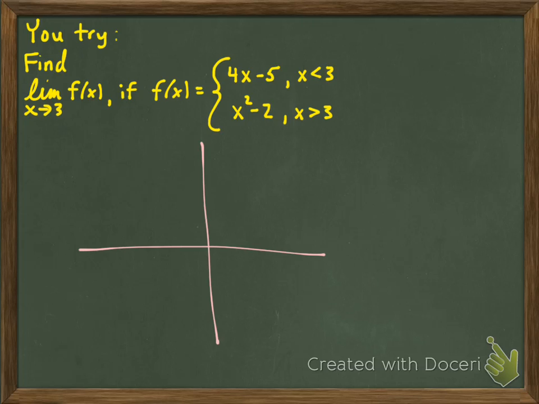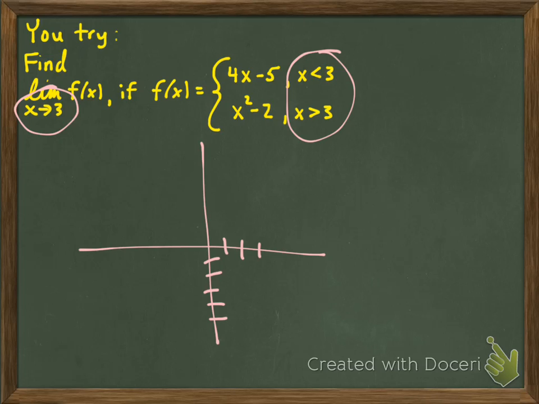4x minus 5, we have negative 5, 1, 2, 3, 4, 5, and I'm going to do this in yellow. So x is less than 3. I'm going to do this in pink right here. 1, 2, 3. And so 3 is the connecting point, and obviously that's where we're going to have our limit. We're going to try to find the limit as x approaches 3.